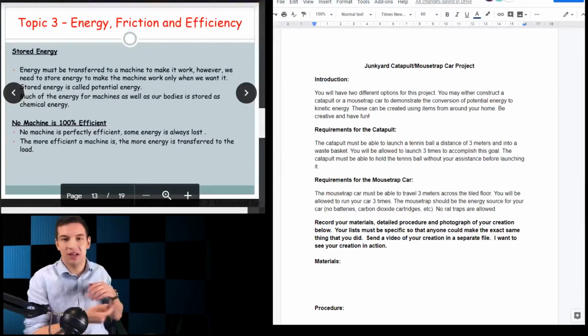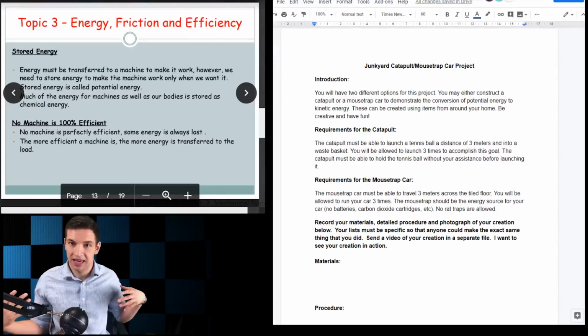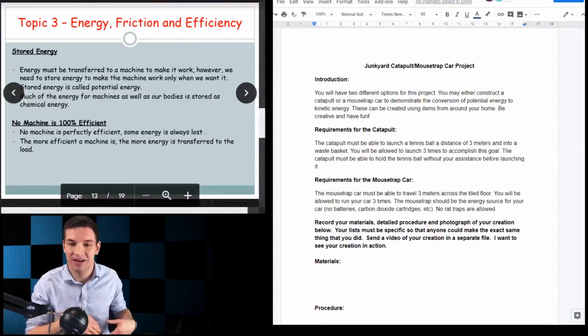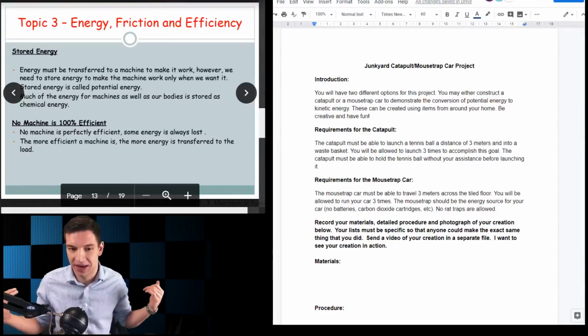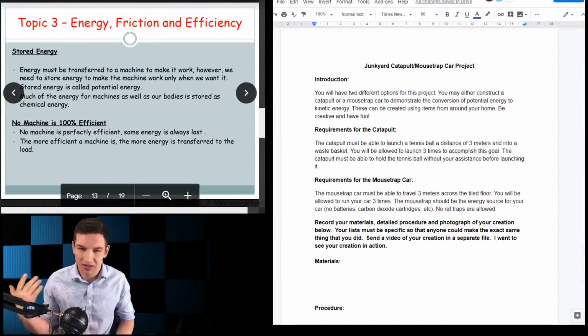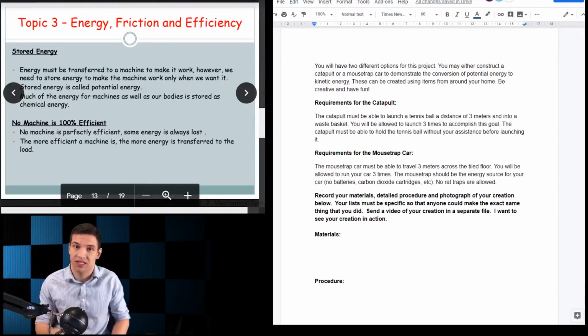So the requirements for the catapult, what I want it to achieve once you've constructed it, is to launch a tennis ball or something similar about 3 meters away from it into, let's say, a basket, okay? You'll be allowed to launch it 3 times to accomplish this goal. So if it doesn't work the first time, don't worry about it, right? But try to get it done within 3 times, right? If not, then you'll have to make adjustments to it.